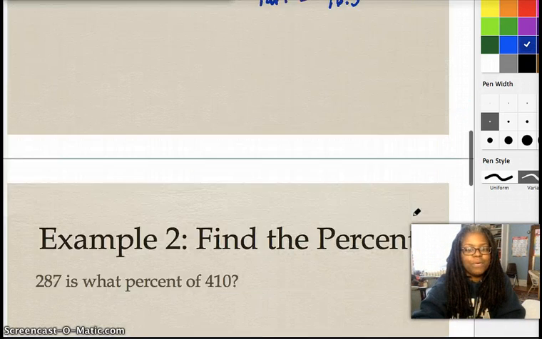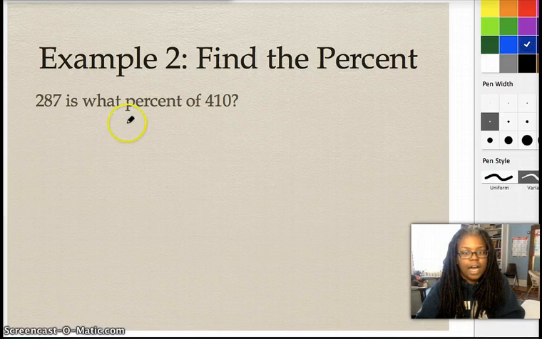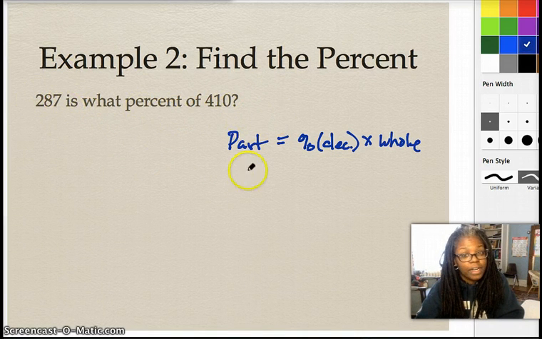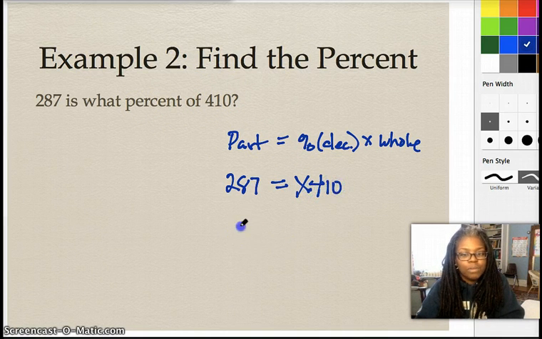Let's go on to another example. Here, we're going to find the percent. So again, let's go back to what our new formula is. We know that part is equal to the decimal version of the percent times the whole. Now that I've got that down, let's plug in some values and see what we have. 287 is what percent of 410? Well, we've got the part. That's 287. So 287 is equal to what percent? We're looking for this value. I'm going to put an x here. 410 is the whole, so I've got times 410.